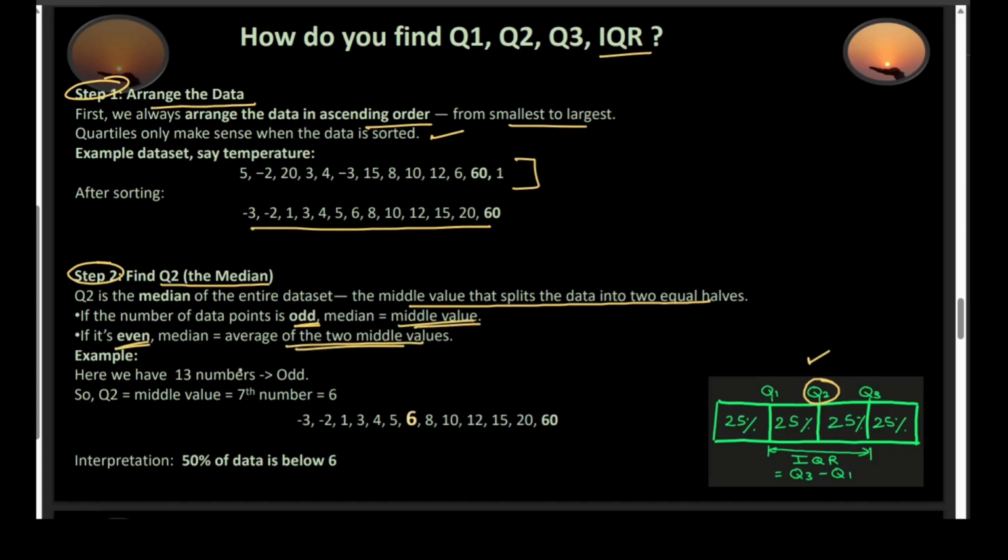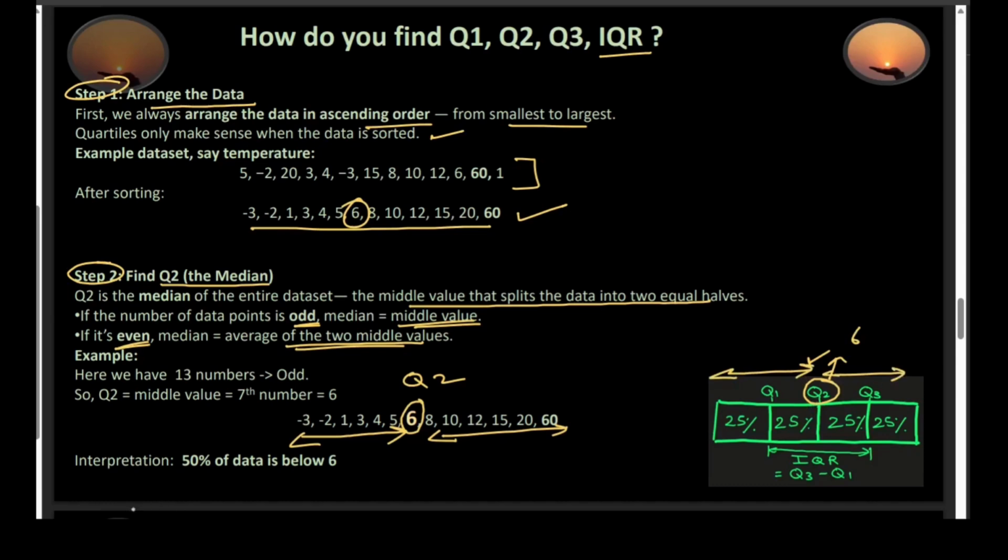So let's take a look at an example. This is the example that I'm working with right here. In this case, I have 13 numbers, an odd number. So my middle value is 6 right here. This is my middle number. From here to here, this is my lower half, and this is my upper half. And this one right here is my Q2. This Q2 is my 6. So 50% of my data lies in this area and 50% of my data is going to be in this place.